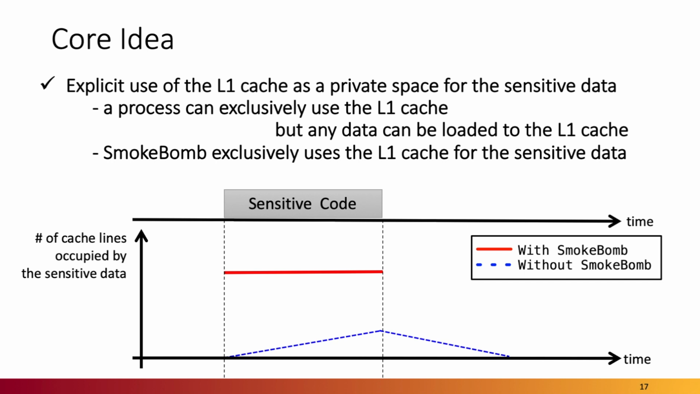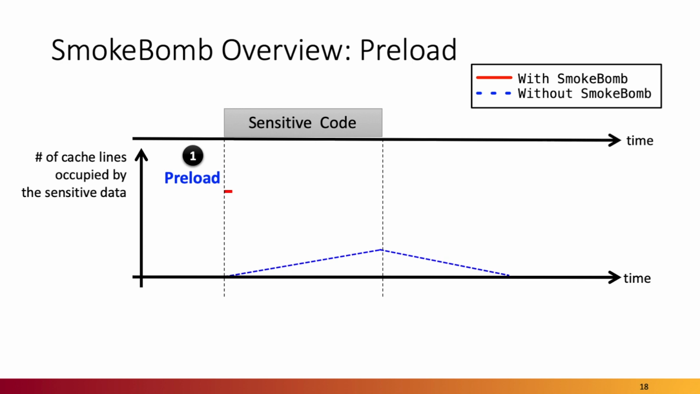SmokeBomb exclusively uses the add-on cache for the sensitive data while sensitive code is executing. It first preloads always the same amount of sensitive data to the add-on cache when the sensitive code starts to execute. Next, it preserves the loaded data until the sensitive code finishes. Therefore, attackers will think there are no data changes regarding the sensitive data while the sensitive code is executing. Lastly, it flushes out the sensitive data from the cache.